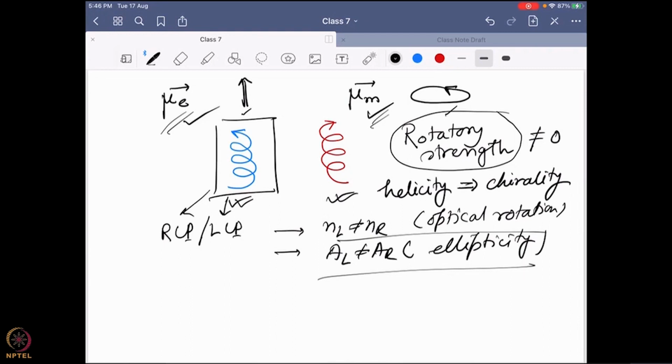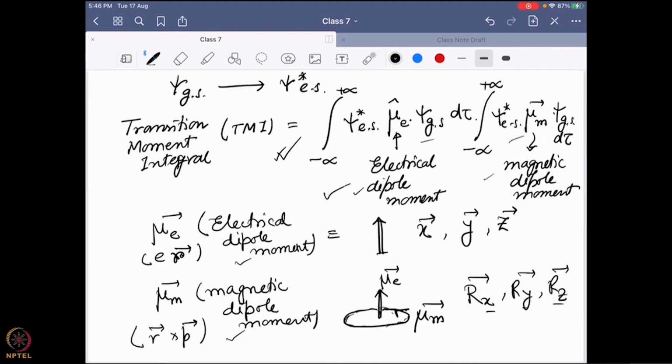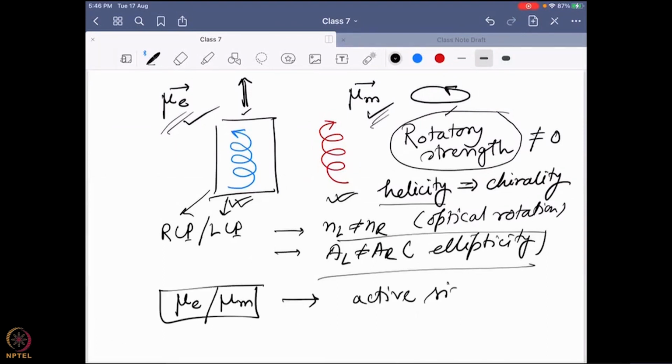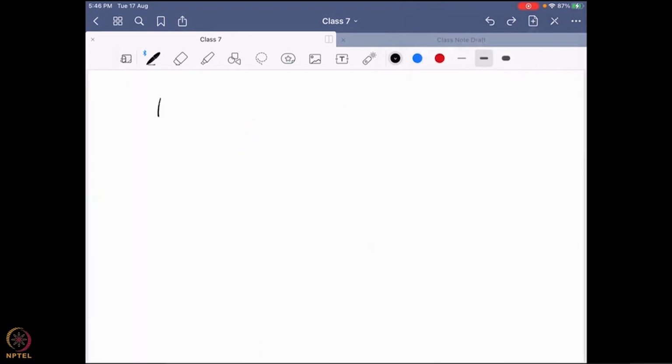So what it is saying here is that for a molecule to be chiral, you have to have this helicity. And if you want to have the helicity, you have to have both electric dipole moment and magnetic dipole moment allowed for a transition. If I want to break it down more simply, mu E and mu M should be active simultaneously. The electric dipole moment is given by the X, Y, or Z axis and their particular directionality. At the same time, the magnetic dipole moment is given by the rotational motion, Rx, Ry, Rz.